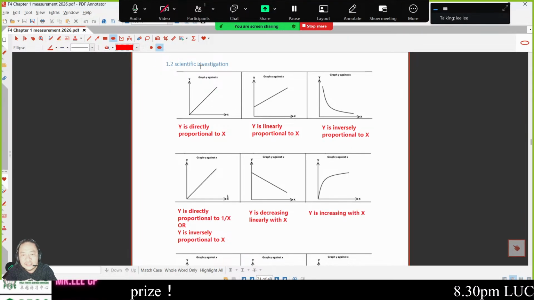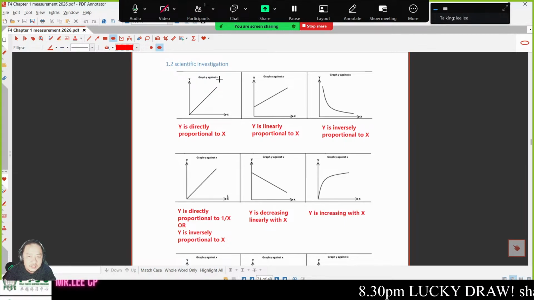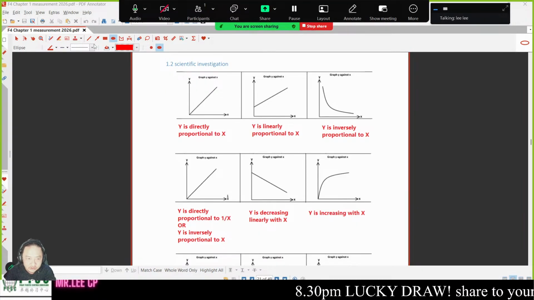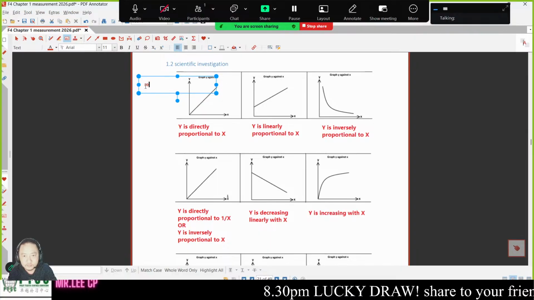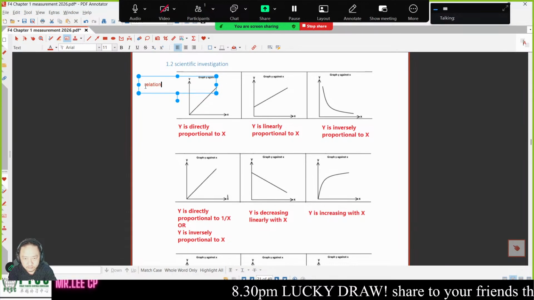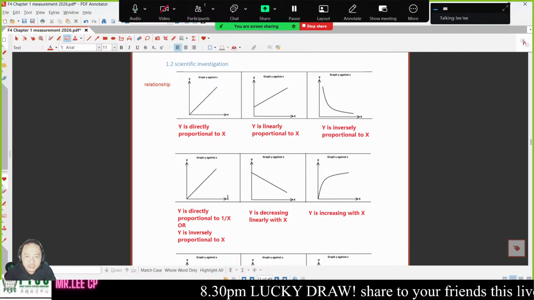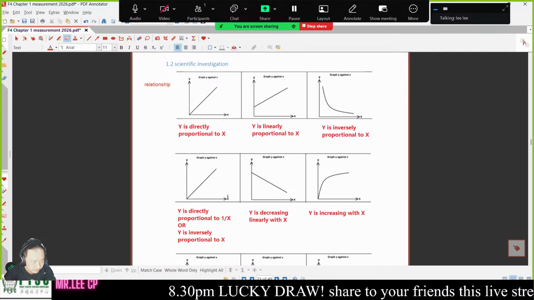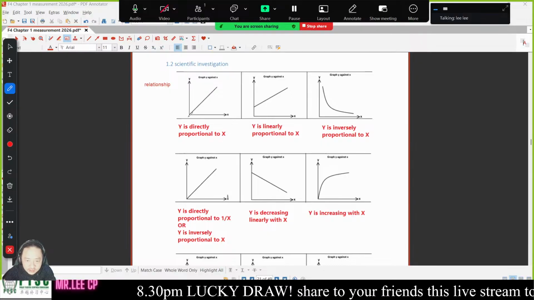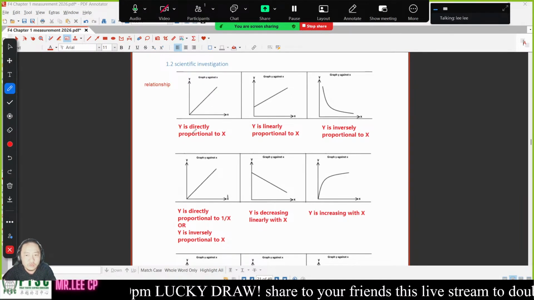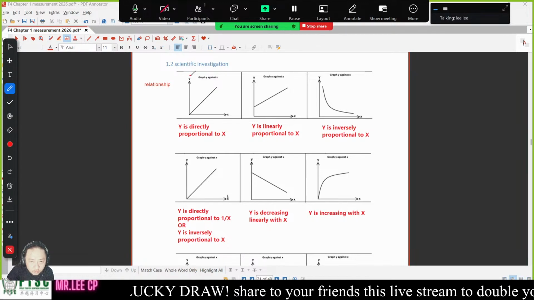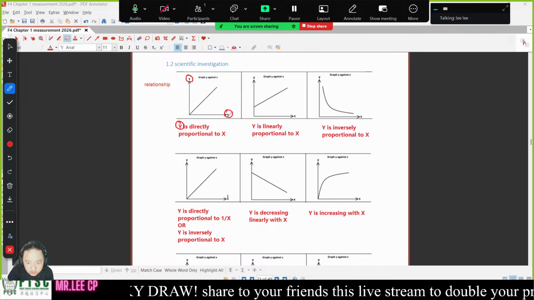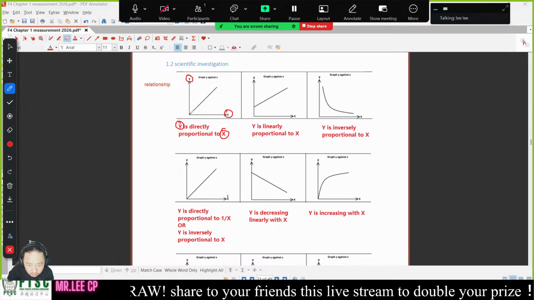What is scientific investigation? First of all, under this topic, what you need to focus on is how to read the graph. What is the relationship of the graph? So we call it the relationship between y and x. If you see it goes through 0 and it is a straight line, we can call it y is directly proportional to x, as long as it is a straight line going through 0.